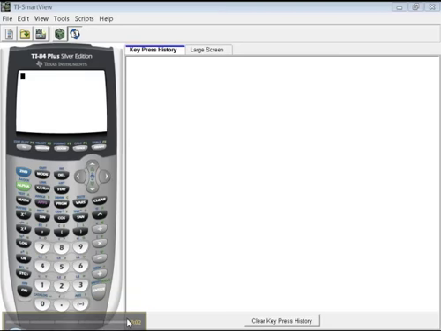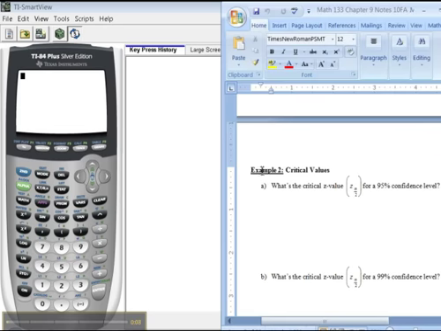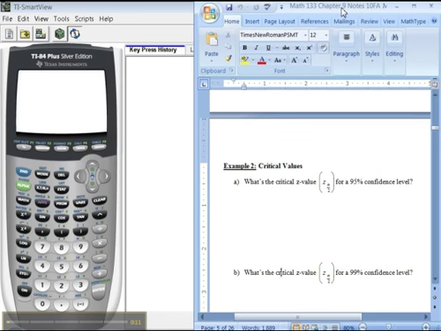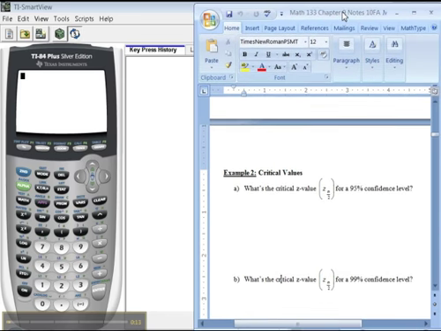So we move ahead now to Chapter 9, which is going to be the confidence interval chapter. So let's look at the Chapter 9 notes. The first thing we run into that needs a calculator to be used is finding the critical values.